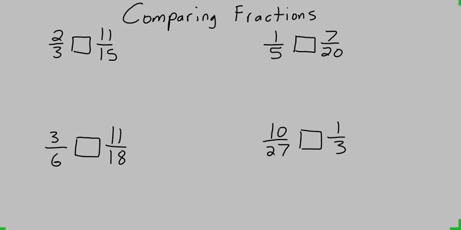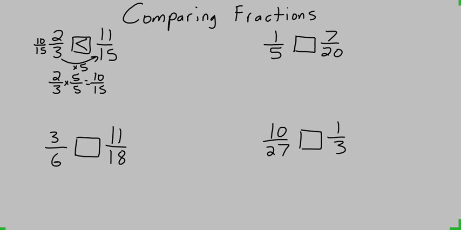Alright, so 2/3 compared to 11/15. Well, if I look, I can change my 3 into a 15 if I multiply by 5. So I'm going to bring my 2/3 down, and I'm going to multiply that by 5 over 5. 2 times 5 would give me 10. 3 times 5 would give me 15. 10/15. Well, now if I look, I've got 11/15 and 10/15. Well, 11 is greater than 10. So 11/15 is the greater fraction.